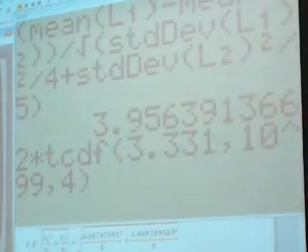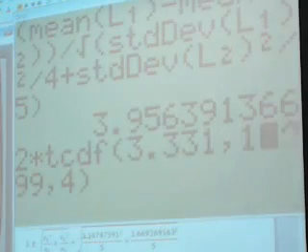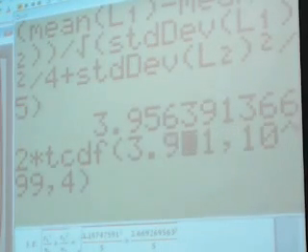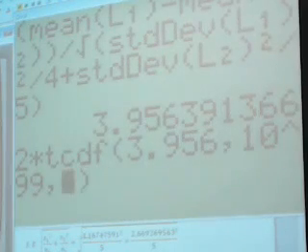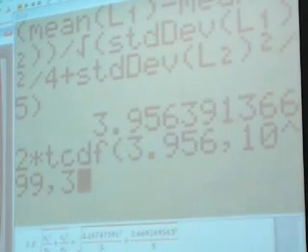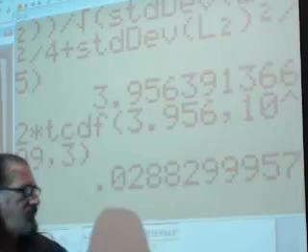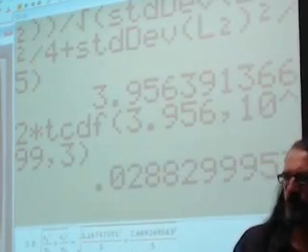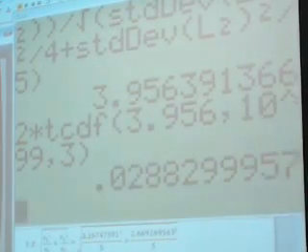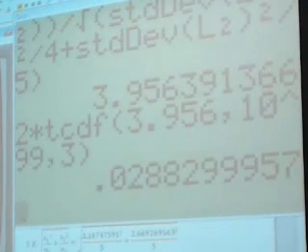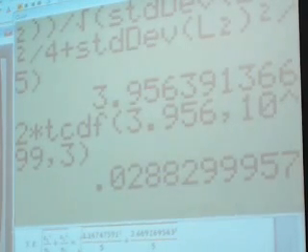So now I'll put in 3.956 and change the degrees of freedom to 3. Still have that 2 times, thanks to Jalen's reminder, and say 2-sided test. Now in this particular question, we still get something that's between 0.02 and 0.04. So at the 5 or 10% level, we'd still be rejecting H0.